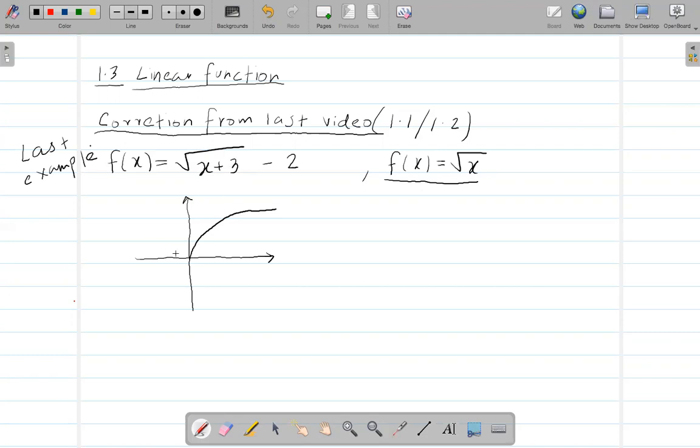And when you transform this, this plus 3 is inside the function, so we're going to move 3 units left. 1, 2, 3, right? And this -2 is outside the function. I think in the last video I said 2 units up, but with this minus outside the function, it should be 2 units down, right? That's the mistake I made. Sorry about that. So this is the correct solution.